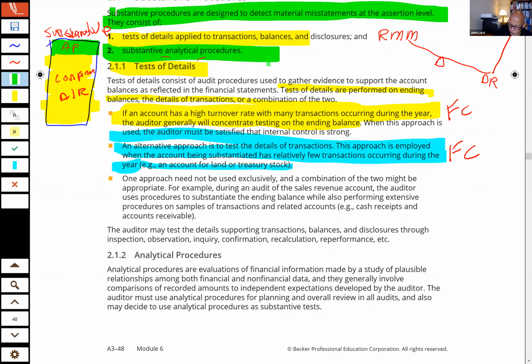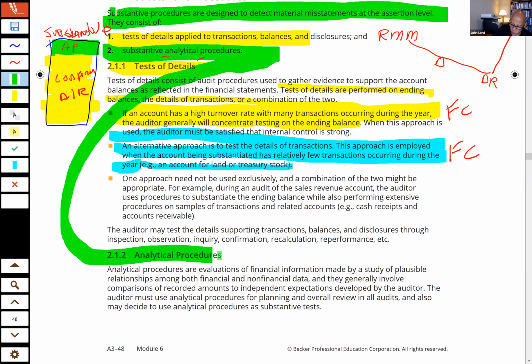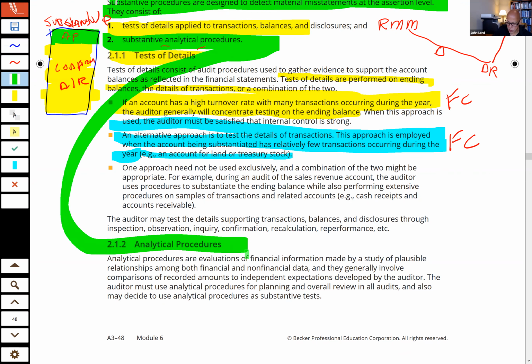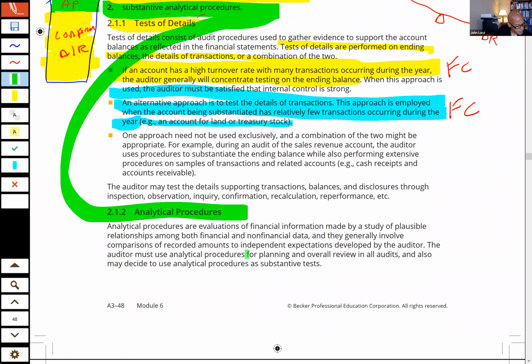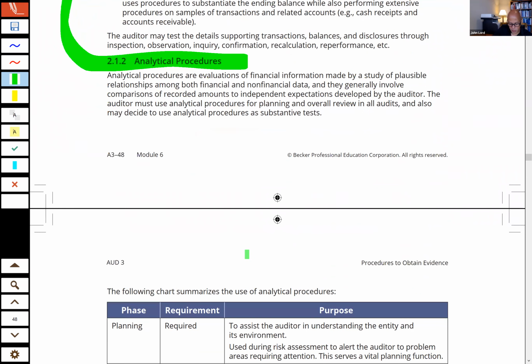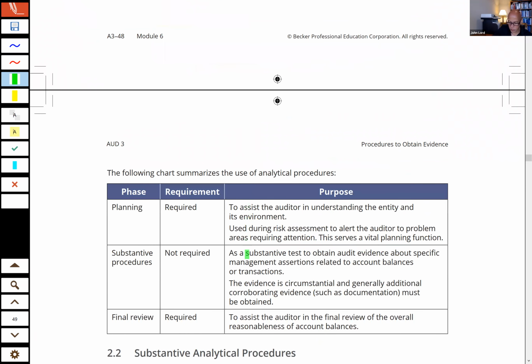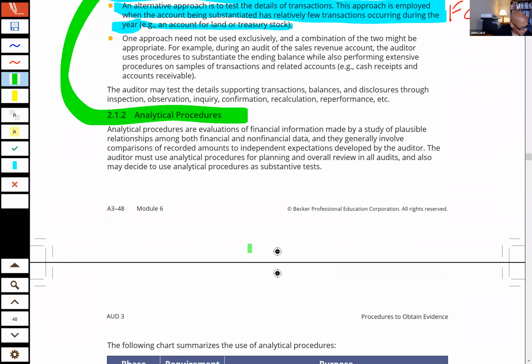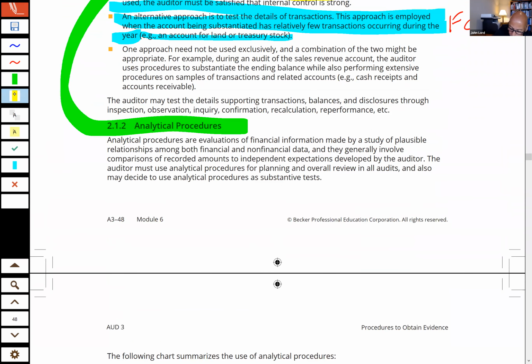Now let's talk a little bit more about these analytical procedures that we were pointing to up here. Let's just go to this table. I was going to flashcard some of that paragraph information. Well, highlight some of it. Analytical procedures are evaluations of financial information made by a study of plausible relationships among both financial and non-financial data.